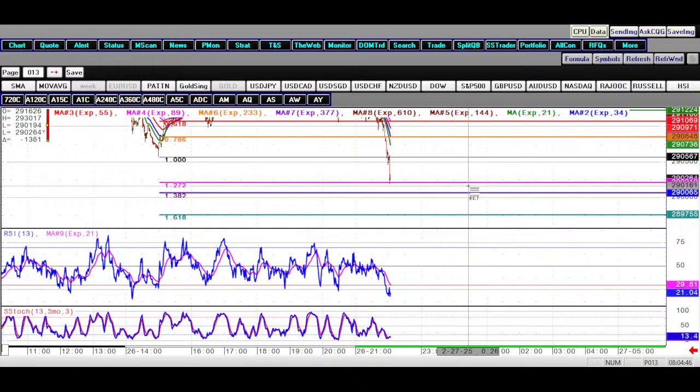Now I think we can bring down our stop to 2906.5. Let me see that. Yeah, 2906.5. And let's see whether we are getting this price target hit.